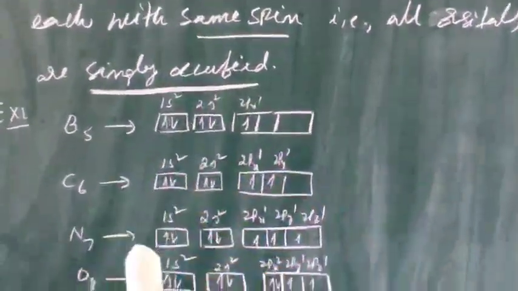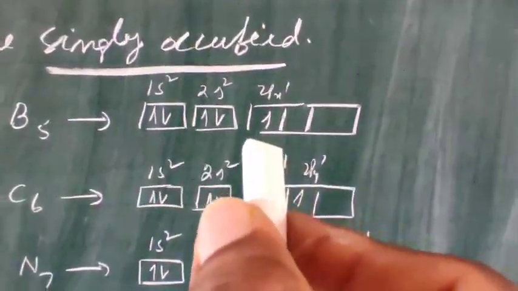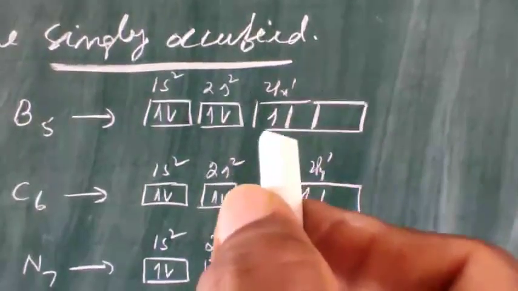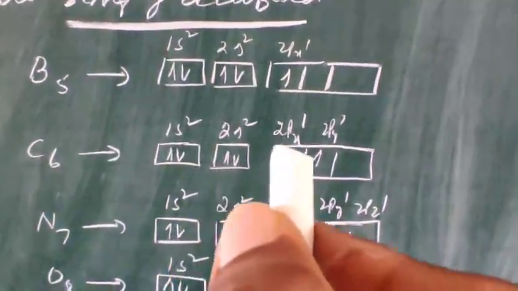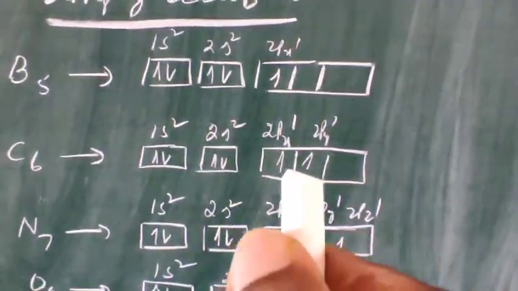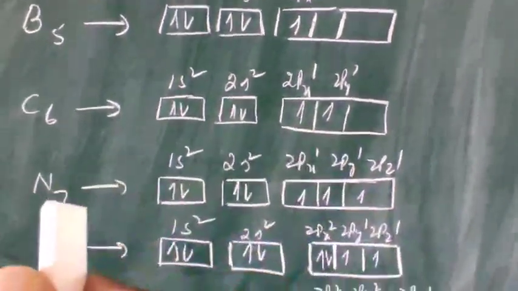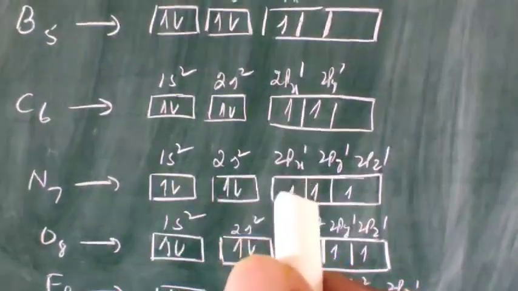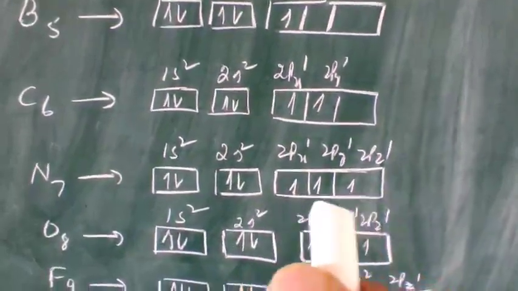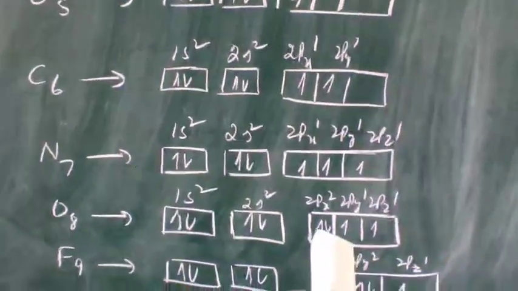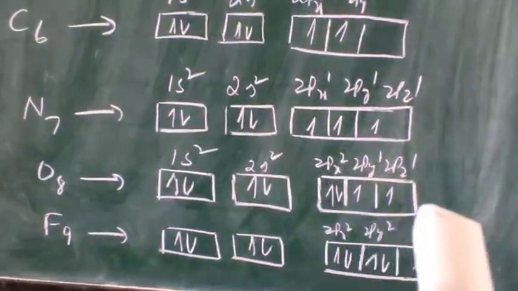Okay. For example, if we consider boron, electronic configuration is 1s2, 2s2, 2px1. So in this p orbital, the 2px orbital, one electron is filled. Carbon: here 1s2, 2s2, 2px1, 2py1. The second orbital is also filled with one electron. If you observe, both have the same spin. If you consider nitrogen, 1s2, 2s2, 2px1, 2py1, 2pz1. These three orbitals are singly filled, okay, with the same spin. Then pairing will take place like this. If we consider oxygen, 1s2, 2s2, 2px2, 2py1, 2pz1.